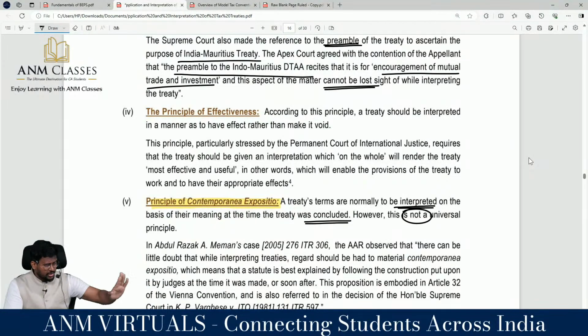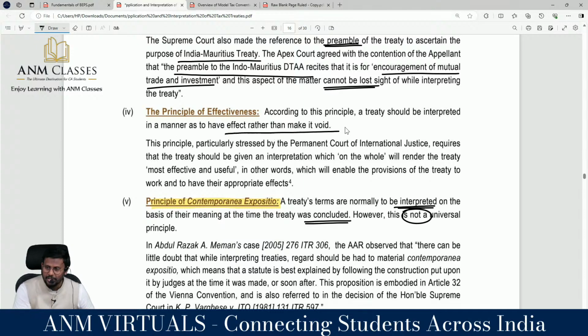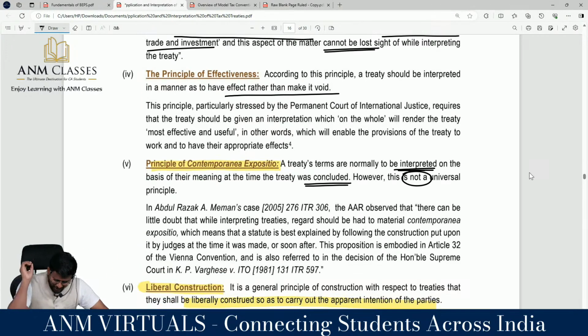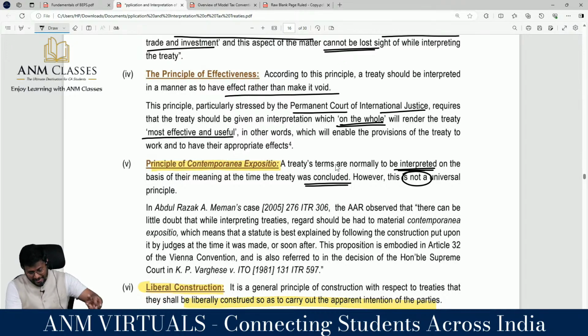Once you have entered into a treaty and interpreted it, that treaty must remain alive; you should not interpret it in a way that tears it apart. According to this principle, a treaty should be interpreted in a manner as to have effect rather than make it void. Do not interpret negatively; interpret it so that the treaty continues to exist in the future. This principle, particularly stressed by the Permanent Court of International Justice, requires that a treaty should be given an interpretation which on the whole will render the treaty most effective. In other words, which will enable the provisions of the treaty to work and to have appropriate effects.